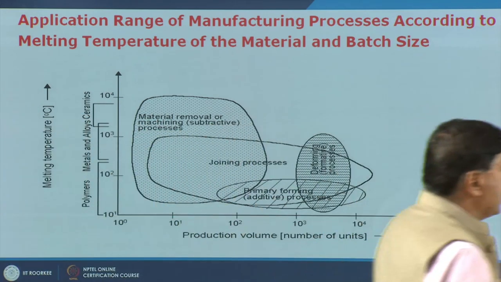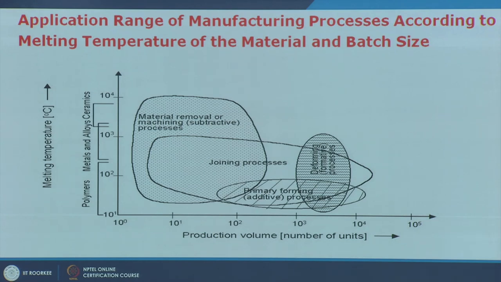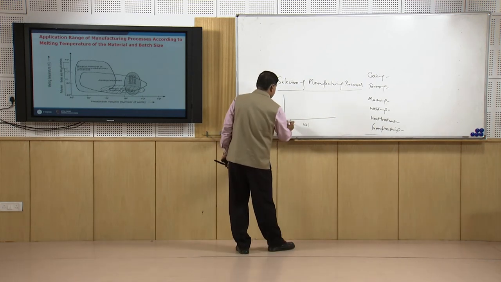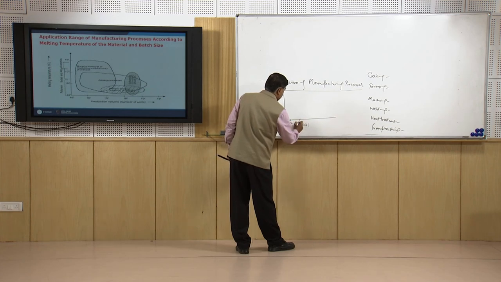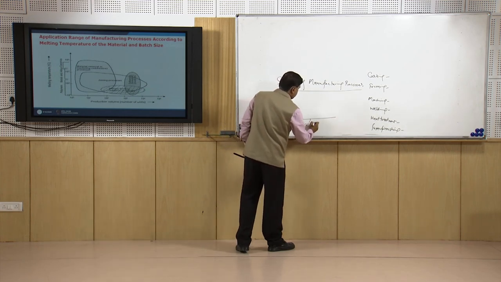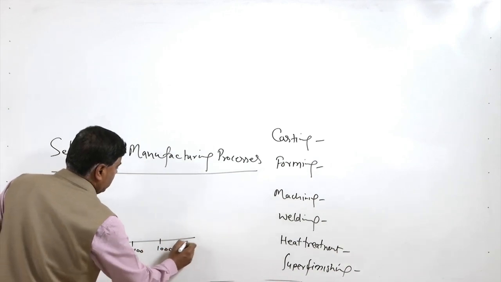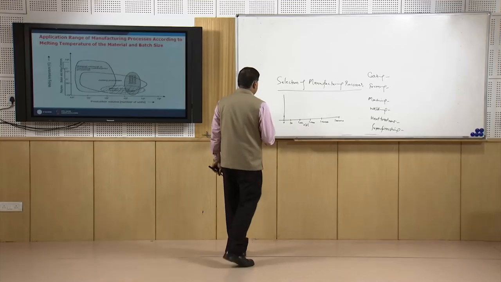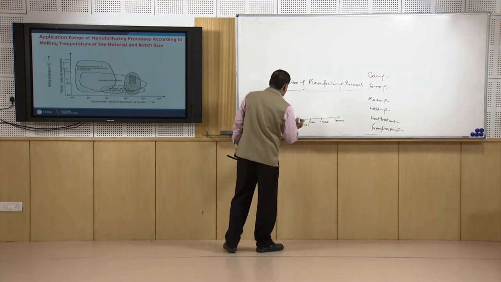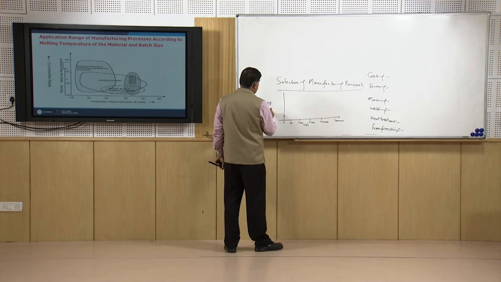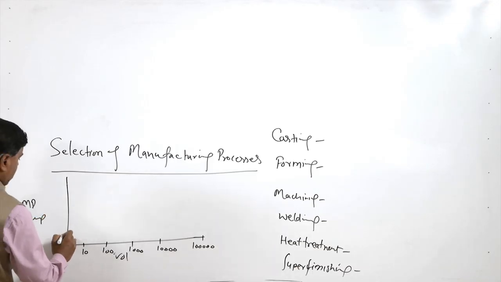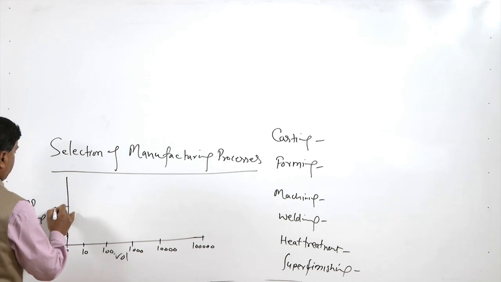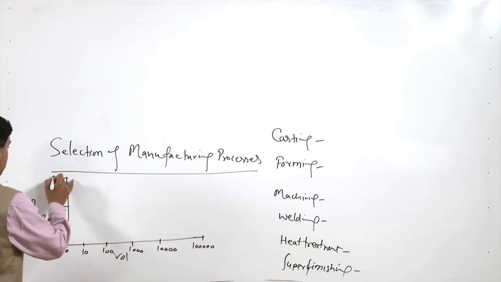So, here if we try to put this in the diagram, in the x axis we have volume, starting with 0, 10, 100, 1000, 10,000, 1 lakh, and in the y axis we have the melting point temperature. So, this is up to 100, then up to say 1000, then 10,000.